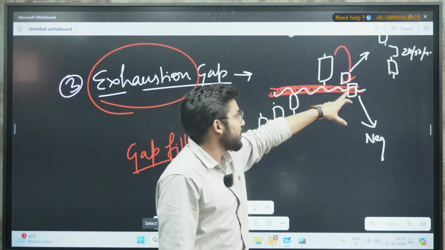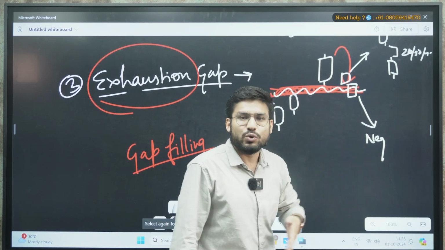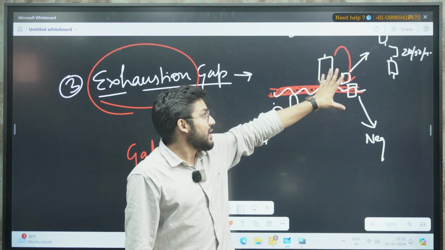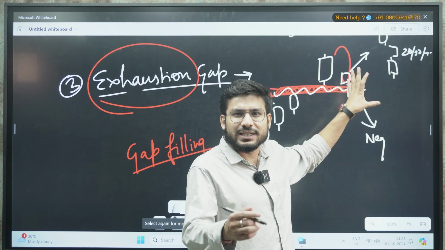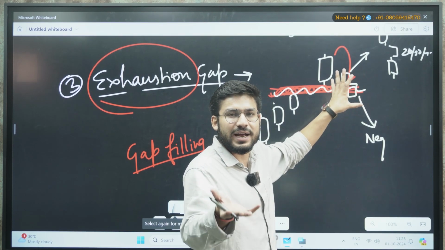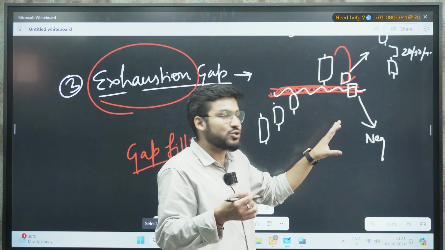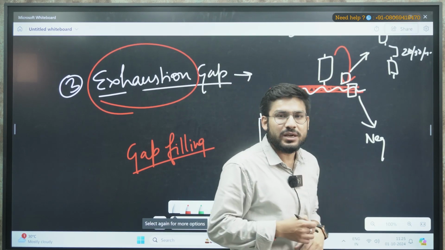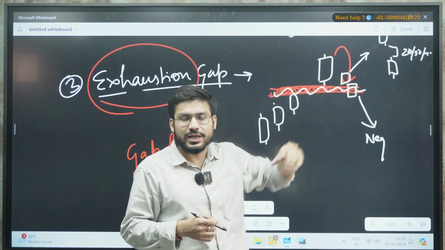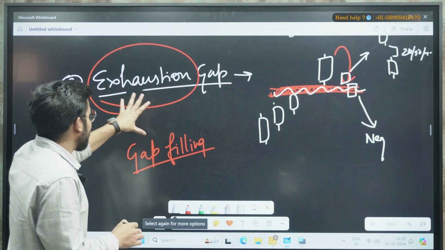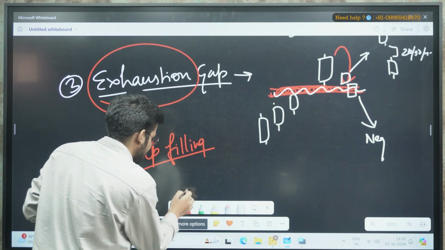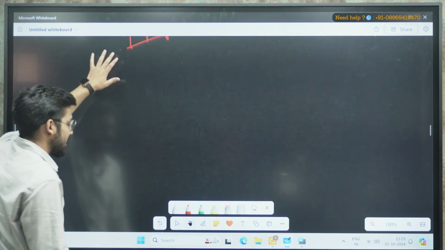So whenever your gap is broken down, the market can go in the negative direction. And if the candle or market sustains above your gap, that is generally when we refer to the gap as a zone, so then it can again move in the reversal or opposite direction, right? I hope it is clear. Now, after this, let's discuss the fourth type of gap. That is the last one.